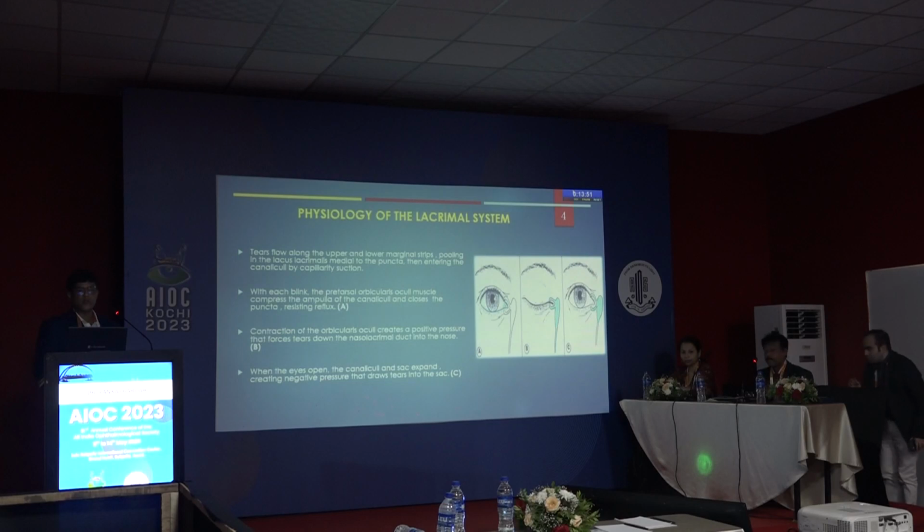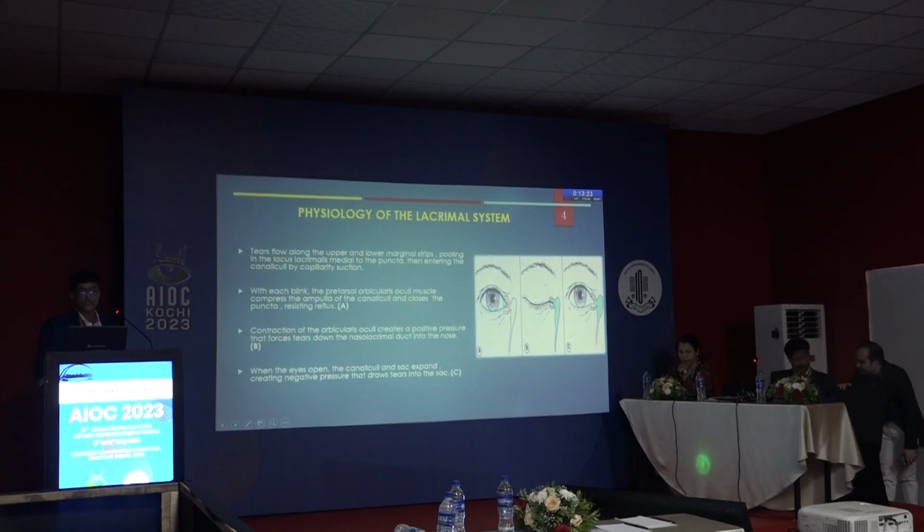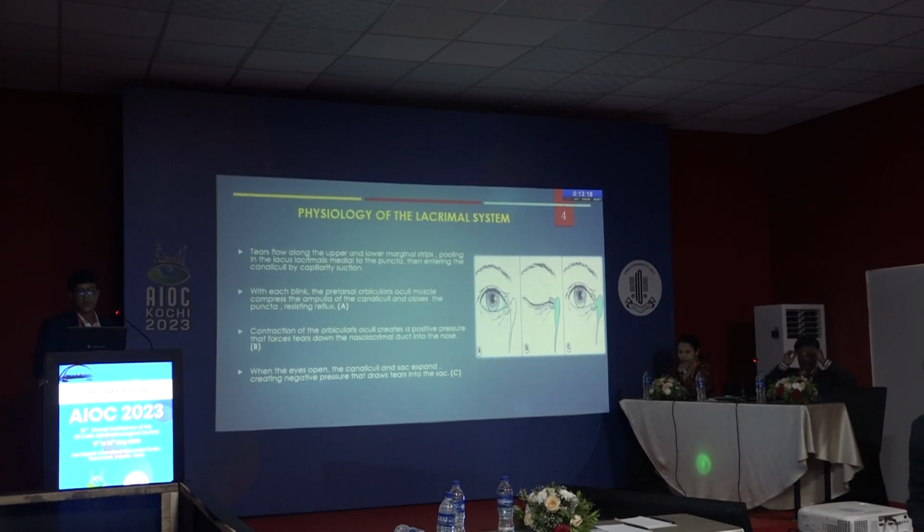So coming to the physiology of the lacrimal system, the tears flow along the lower marginal strip, pooling into the lacus lacrimalis medial to the puncta, then entering the canaliculi by capillary suction. With each blink, the preseptal orbicularis oculi muscle compresses the ampulla of the canaliculi and closes the punctum, resisting the reflux. The contraction of the orbicularis oculi muscle creates a positive pressure that forces the tears down the nasolacrimal duct into the nose.